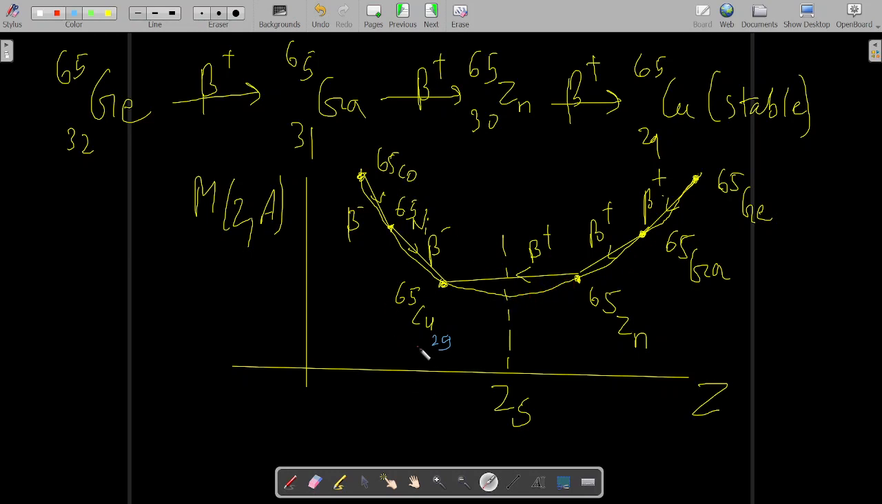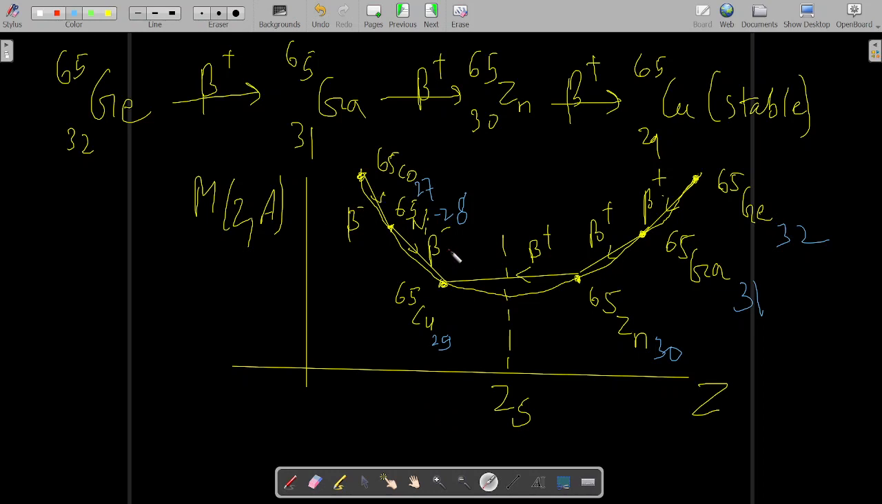Suppose iron, cobalt, nickel, copper, zinc. Iron is I think 26, cobalt 27, nickel 28, copper, and then we have zinc which is equal to 30, then gallium which is equal to 31 atomic number, and we have germanium equal to 32. Such is the situation with us.